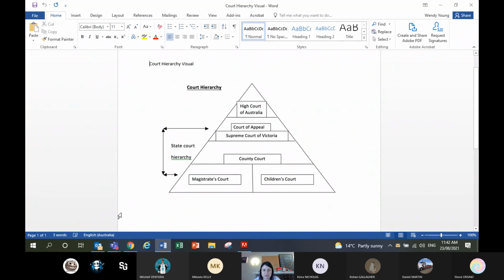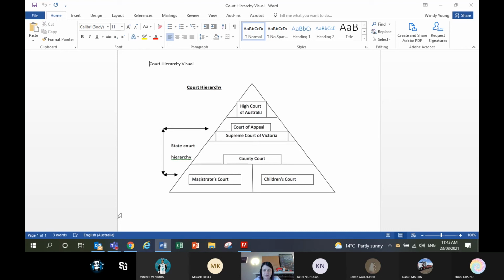What this shows you is a triangle, and inside the triangle I've labeled the different types of courts in Australia. At the bottom you'll see the Magistrates Court, then the Children's Court, County Court, moving further up, Supreme Court of Victoria, then the Court of Appeal, then the High Court of Australia. The High Court of Australia listens to the most serious cases, and we'll look at what each of them does, but that is the top court in Australia, starting off with the Magistrates Court and the Children's Court.